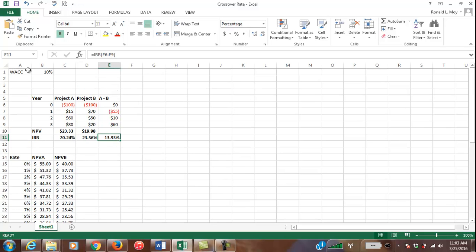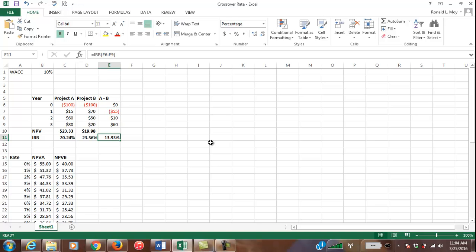Now let me just note something. When I calculated the NPV, I used a weighted average cost of capital or an interest rate of 10%. Now, you have these conflicting decision rules. Choose A because of NPV, choose B because of IRR. Now, we know that actually NPV is the best method and you should use NPV if there's any conflicts.